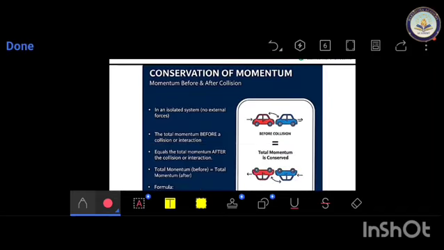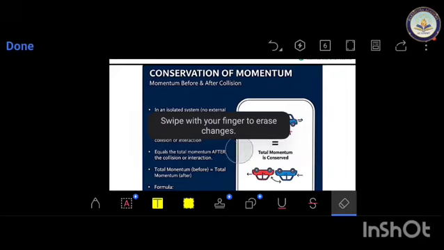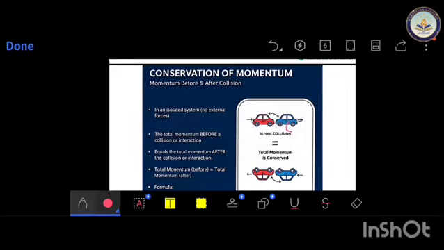I'm going to explain this with a collision of cars. If I apply 10 Newton, then the other car also applies 10 Newton. This is Newton's third law. Simple: every action has an equal and opposite reaction.